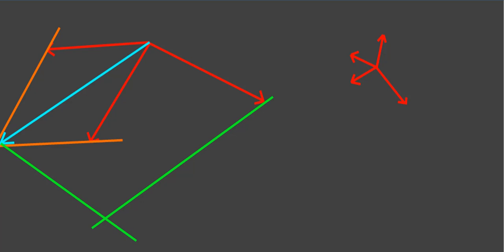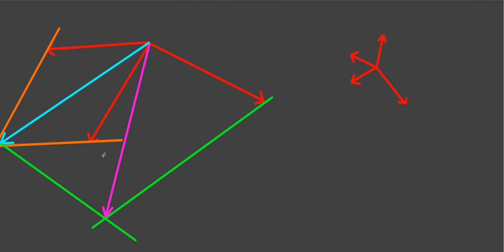Then we have our final parallelogram, and this force is going to be the final force. So this pink force right here is our final force. We just added the two red forces right here, and we took the result and the last force to add them together to get our final force.